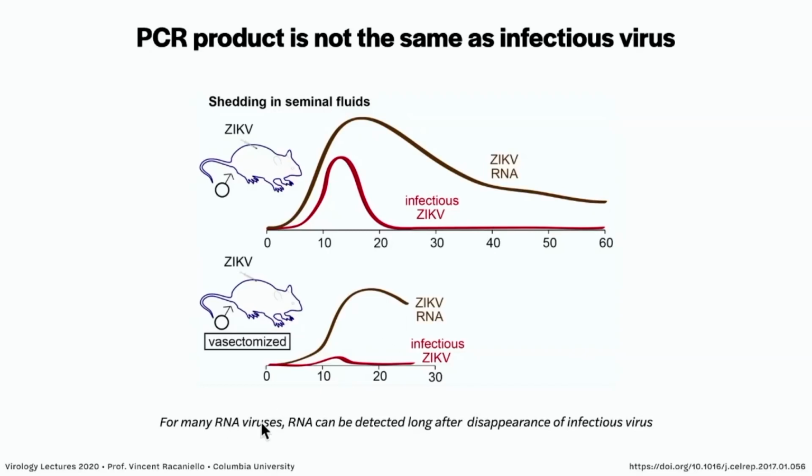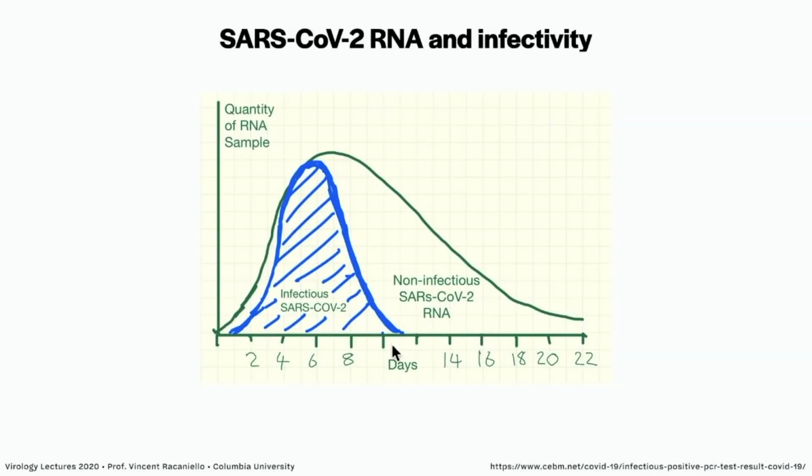So for many RNA viruses, it turns out you can find RNA long after the disappearance of infectious virus. And SARS-CoV-2 is no exception. Here's a graph of similar data to what I've just showed you for Zika, now for SARS-CoV-2. So we're looking at days after infection, and the y-axis is either infectivity, infectious SARS-CoV-2 in the blue curve, or RNA detected by PCR. And you can see, in this case, by 12 days or so, there's no more infectious virus in the nasopharyngeal wash of these patients.